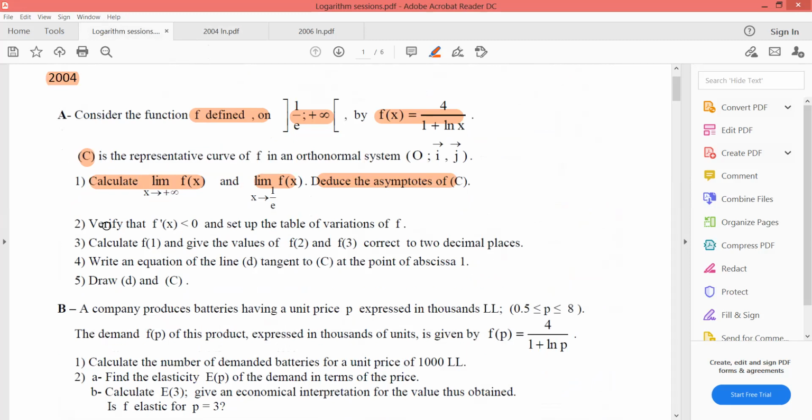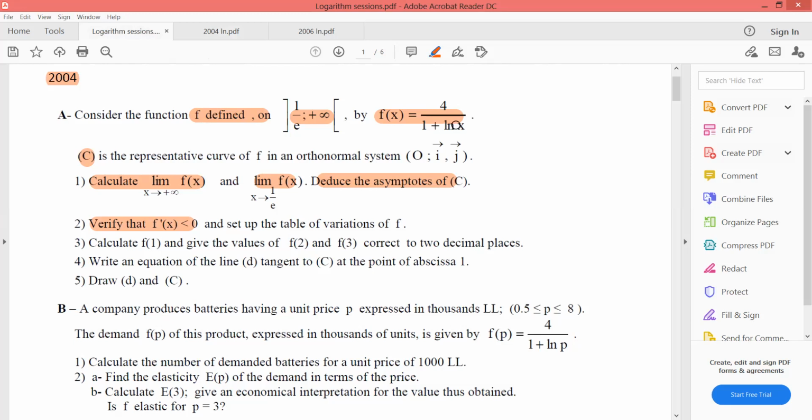Part 2. Verify f prime x is less than 0. So f(x), always we look to the form of f(x), if it is a product or ratio or power. So here f(x) is of the form u over v. u is 4 and v is 1 plus ln x. Then f prime x equals u prime v minus v prime u over v squared. u is 4, then u prime is 0.